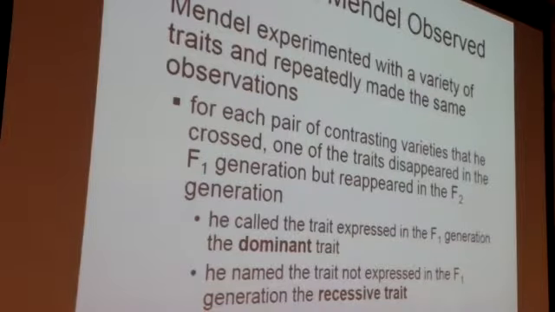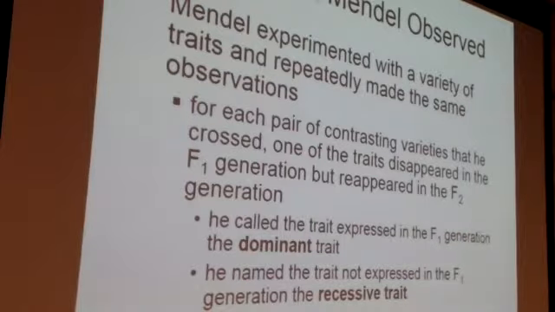100% purple for those F1s. In the F2s, every time he did this, the numbers came out about the same. And that is, what do you think? Three-fourths to one-fourth. Or 3 to 1. The ratio every time came out to be 3 to 1.